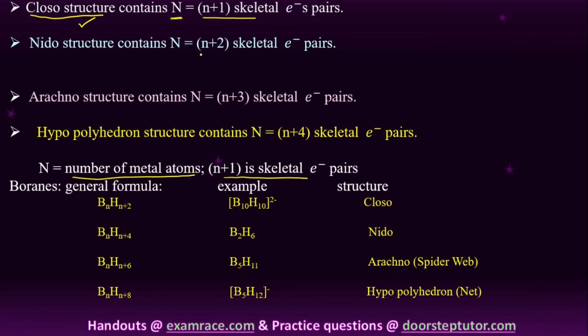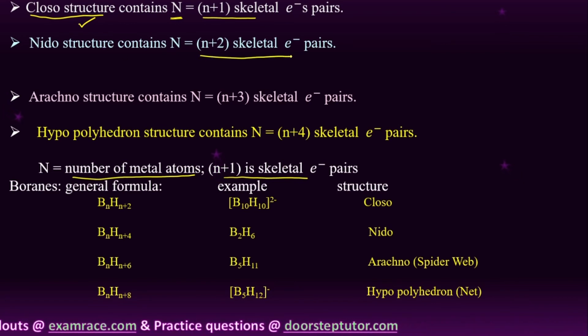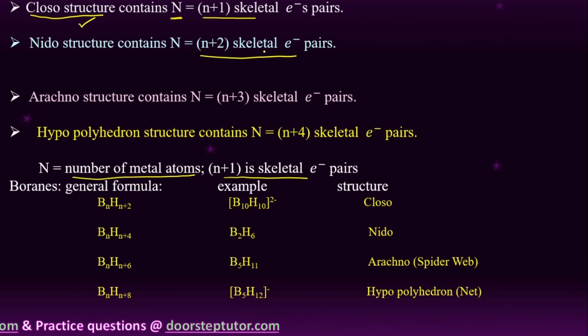If there are N plus 2 skeletal electron pairs, and note that I am talking not about total electrons but about total skeletal pairs, right?